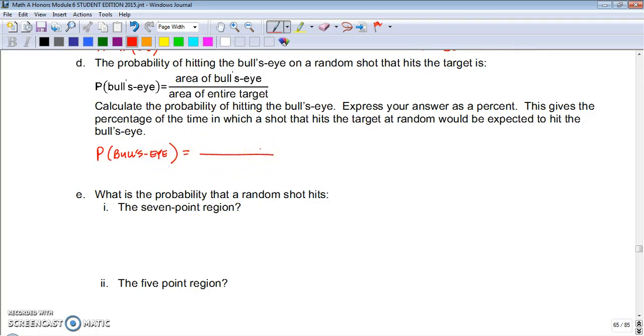Okay, so the probability of the bullseye, the area of the bullseye was 63.62. The area of the entire thing was 1,661.90. And we're going to write this as a percent, and we are also going to round it to the nearest hundredth. So when we get our percent, we might have something that looks like this. It might actually have 4 digits to it, depending on whether the whole number part of the percent is 1 or 2 digits.